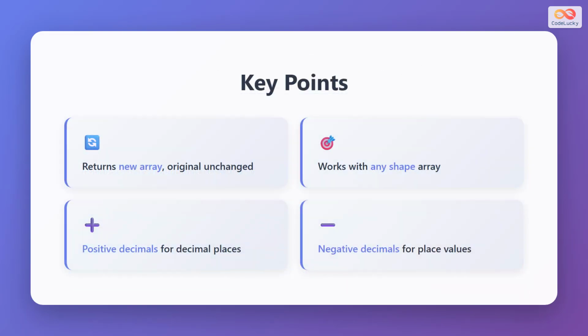Let's recap the key points about np.round. First, it always returns a new array, leaving the original array unchanged. Second, it works with arrays of any shape, whether one-dimensional, two-dimensional, or higher. Third, use positive values for the decimals parameter when you want to round to decimal places. And fourth, use negative values for the decimals parameter when you want to round to place values like tens, hundreds, or thousands. This makes np.round a versatile tool for numerical data processing in NumPy.